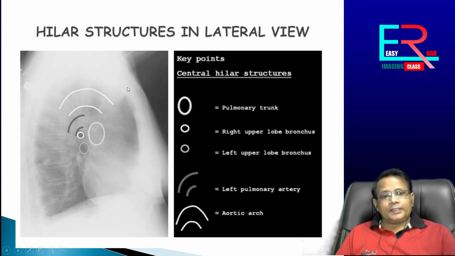So what are the hilar structures in the lateral chest X-ray? We can see very well. See, this is the arch of aorta. You can see this is the left pulmonary artery. This is the left pulmonary artery. This is the pulmonary trunk. Okay, this is the right upper lobe bronchus. This is the left upper lobe bronchus.